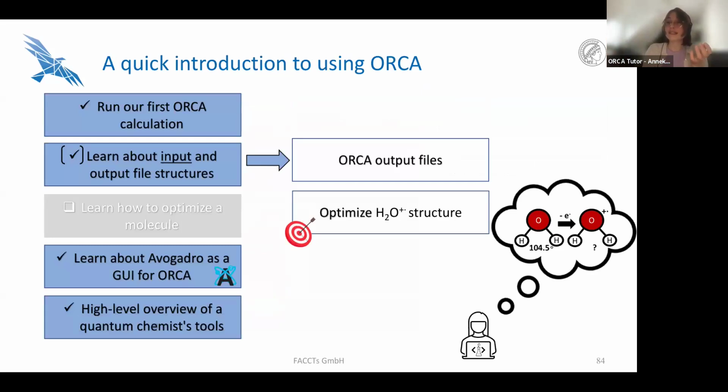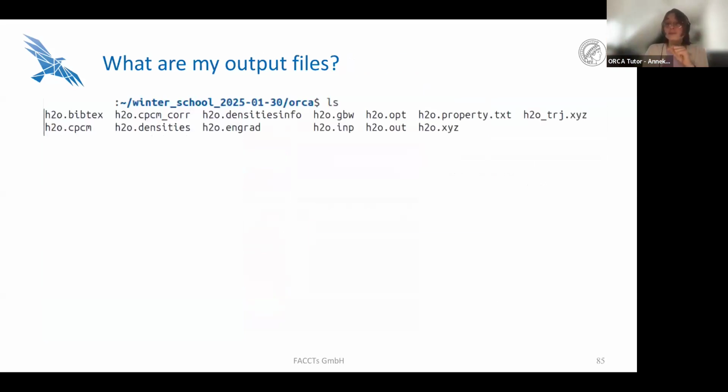So we now run our first ORCA calculation, and we want to have now a look at our ORCA output files, and we don't really want to go into detail here. This is what the breakout sessions are then for. And I just want to put your attention to two different output files here, because you can see there are quite a lot of different ones.